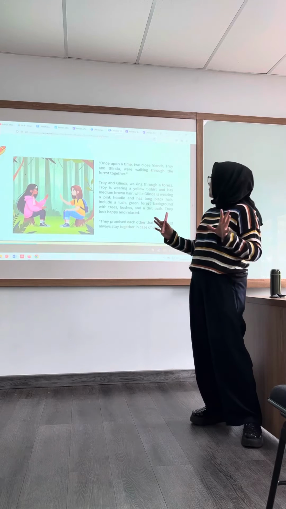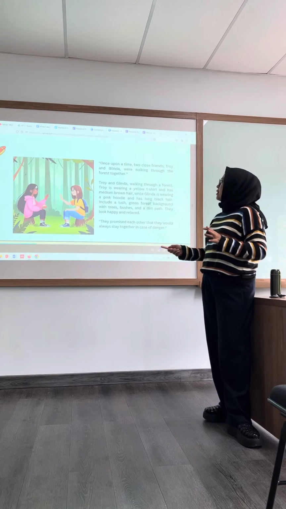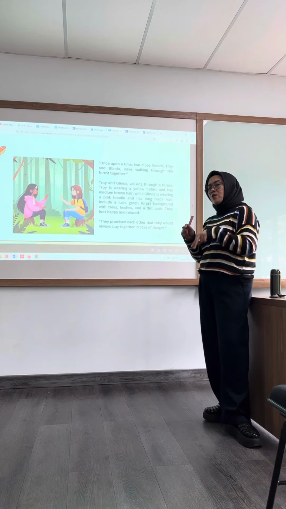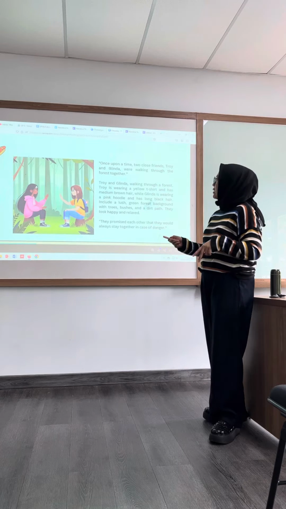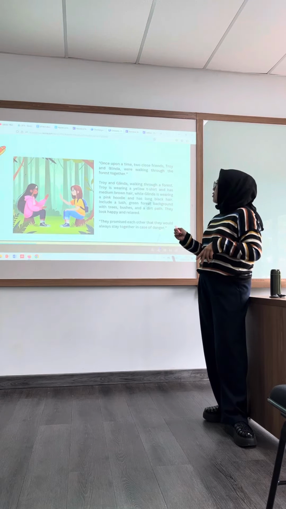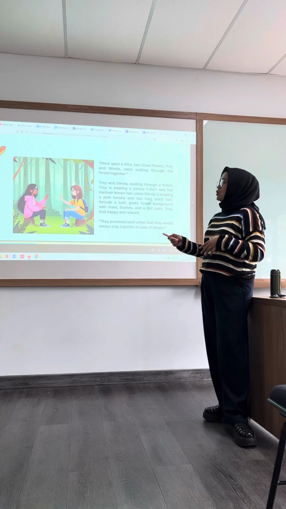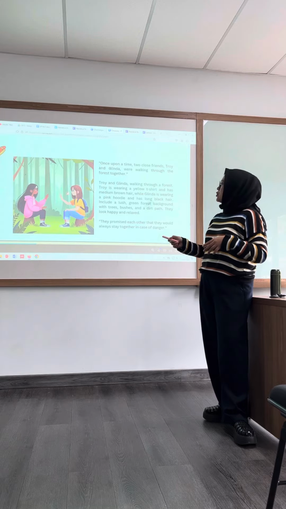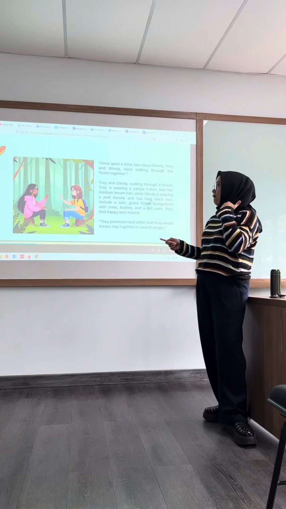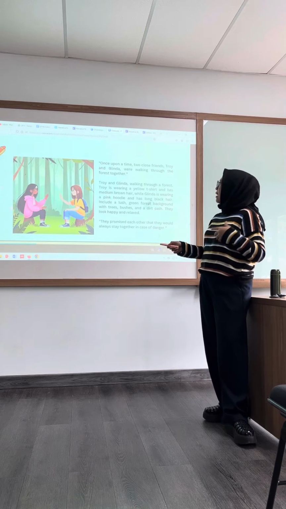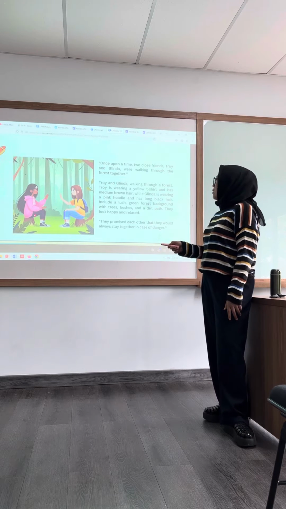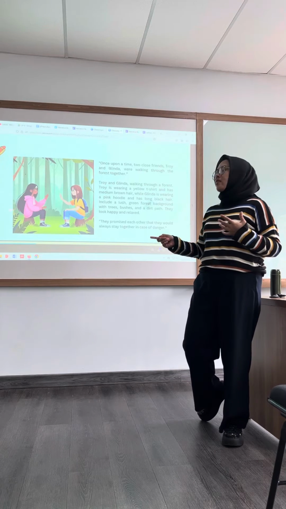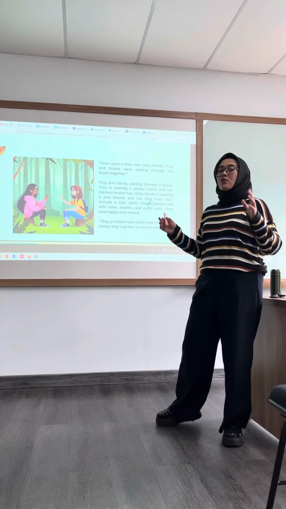Once upon a time, two close friends, the names are Troy and Galinda, were walking through the forest together. Troy is wearing a yellow t-shirt and has medium brown hair, while Galinda is wearing a pink hoodie and has long black hair. You can see they promised each other that they would always stay together in case of danger, right? So that's their promise.